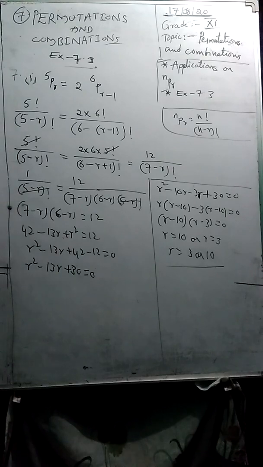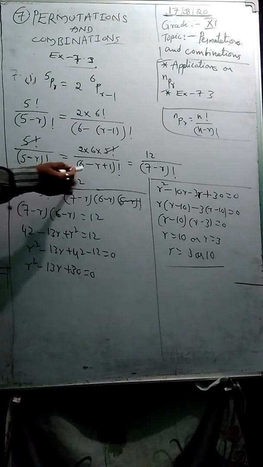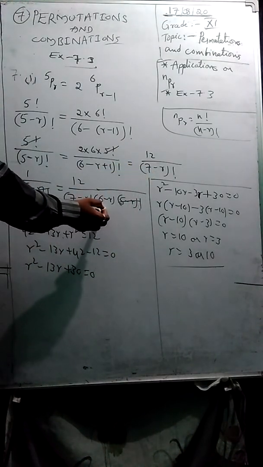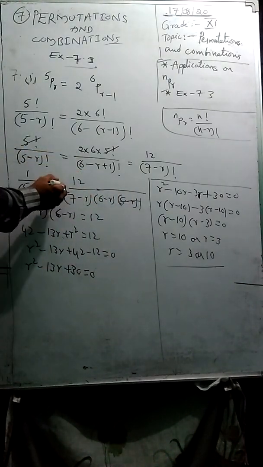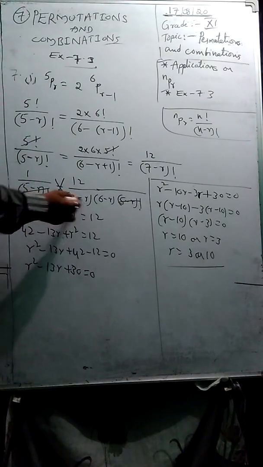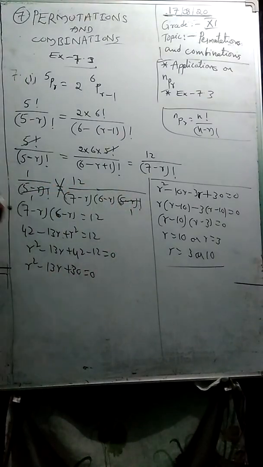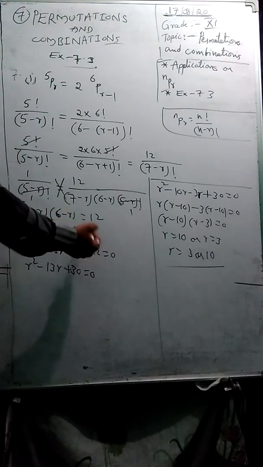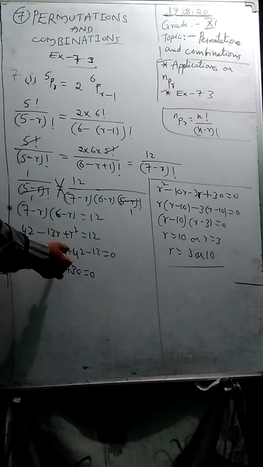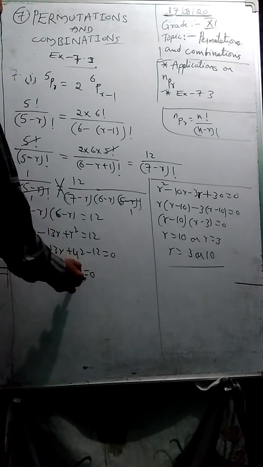We know 5 factorial we can write as 5 into 4 into 3 into 2 into 1, decreasing order. Similarly, (7 minus r) factorial we write as (7 minus r) into (6 minus r) into (5 minus r) factorial. These two get cancelled. Doing cross multiplication, we have (7 minus r) into (6 minus r) equal to 12, where 1 is the other side, since no number is there. After simplification, we have 42 minus 13r plus r square equal to 12. Plus 12 changes into minus 12: r square minus 13r plus 42 minus 12 is equal to 0. So r square minus 13r plus 30 equals 0.